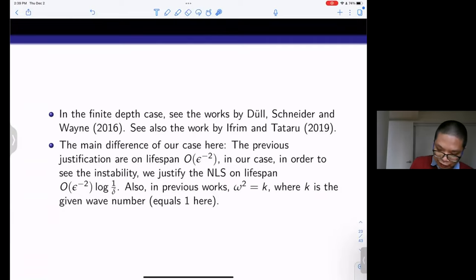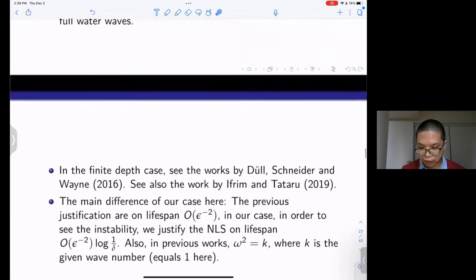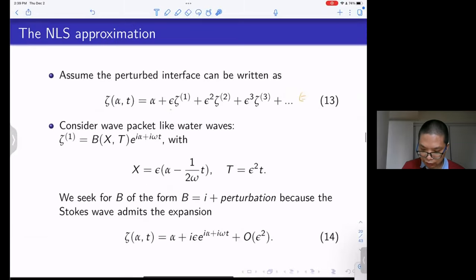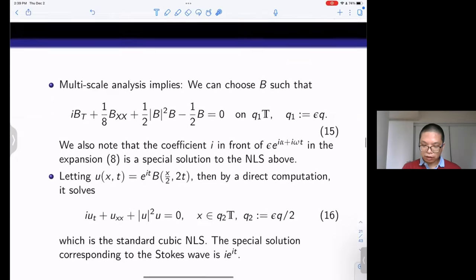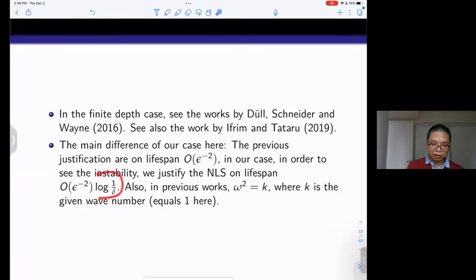Okay, so the time scale appears again. The main difference from our current setting is that in all the previous work, they justified the modulational approximation up to a time scale of epsilon to the minus 2. This is also natural from the scaling here. All the justification is up to epsilon to the minus 2. But in our case, we need an extra factor. And in our setting, the speed of the wave packet depends on the amplitude. It's not constant anymore. In all the previous work, the velocity is a constant.